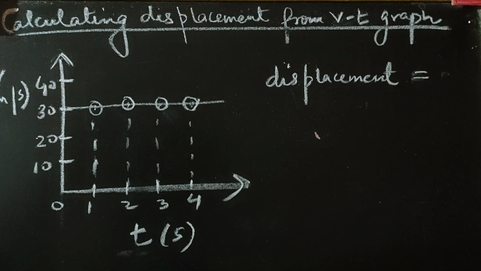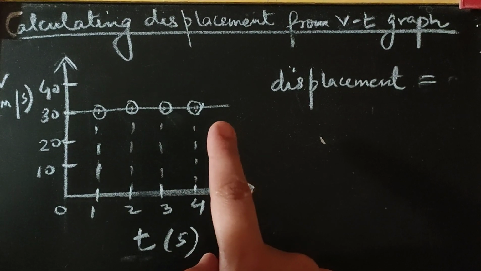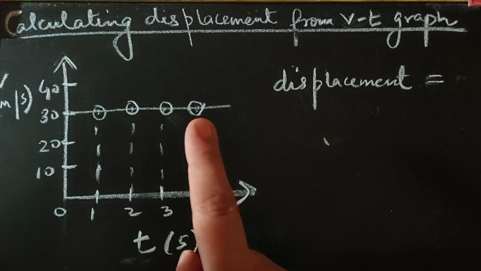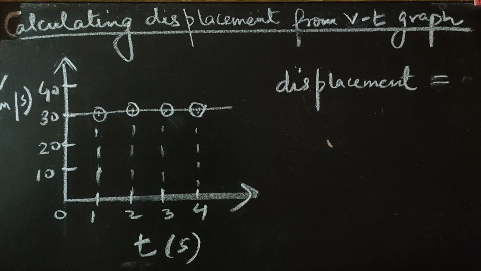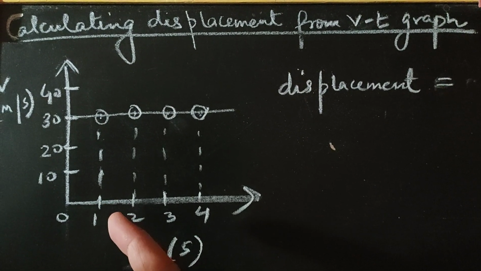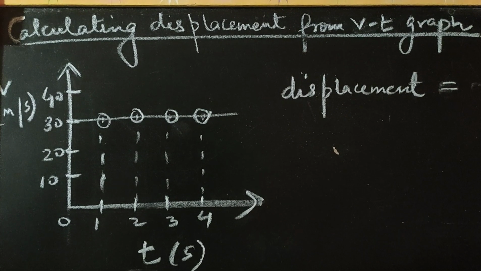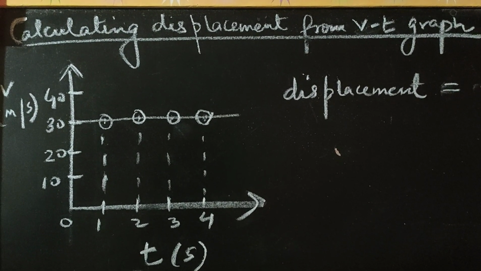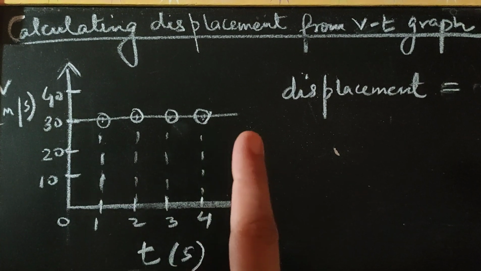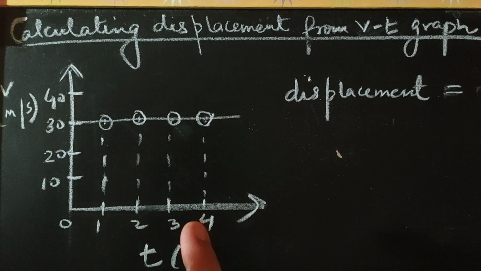Let the first situation that we consider be a VT graph given for uniform motion, which means that this graph is depicting that the object is moving with a constant velocity, 30 meter per second, suppose. To calculate displacement in this case, say after 4 seconds, one way of doing the numerical is that we simply multiply the velocity with time. Since it's uniform velocity, we can calculate displacement as velocity into time.